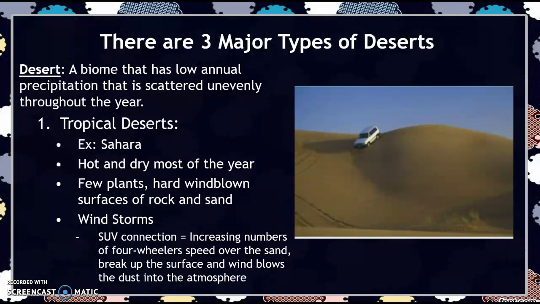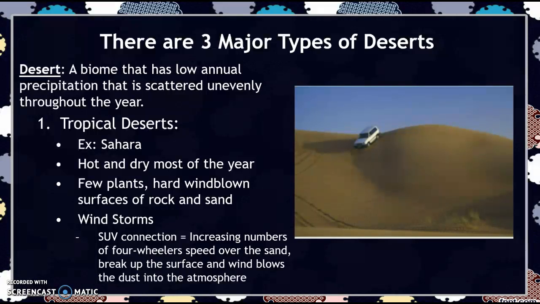So there's three major types of deserts. A desert is just a biome that has low annual precipitation that is scattered unevenly throughout the year. So our first type of desert is a tropical desert. This is like the Sahara Desert. This is what you imagine when you see deserts in videos. Big, sprawling sand dunes, no vegetation, hot and dry. So it's hot and dry most of the year. Like I said, very few plants, hard wind-blown surfaces of rock and sand.